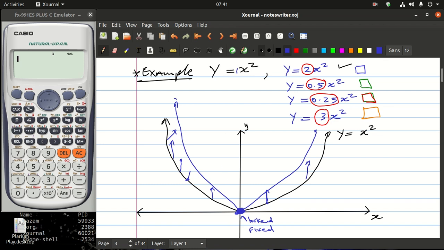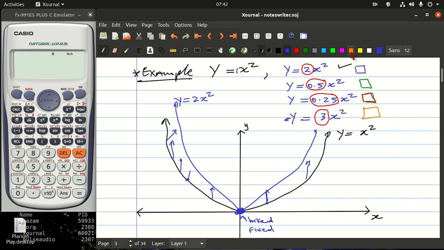So this one is y is equal to 2x squared. And let's plot this last one here. If you look into this one, this 3 is bigger than 2, which means the strength of pulling this function here is bigger than the strength that was used here, which means this one will also be above there.